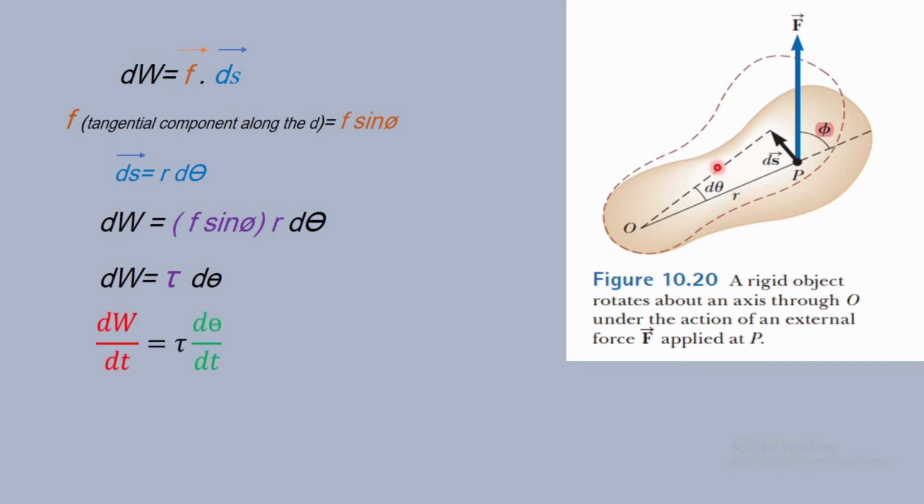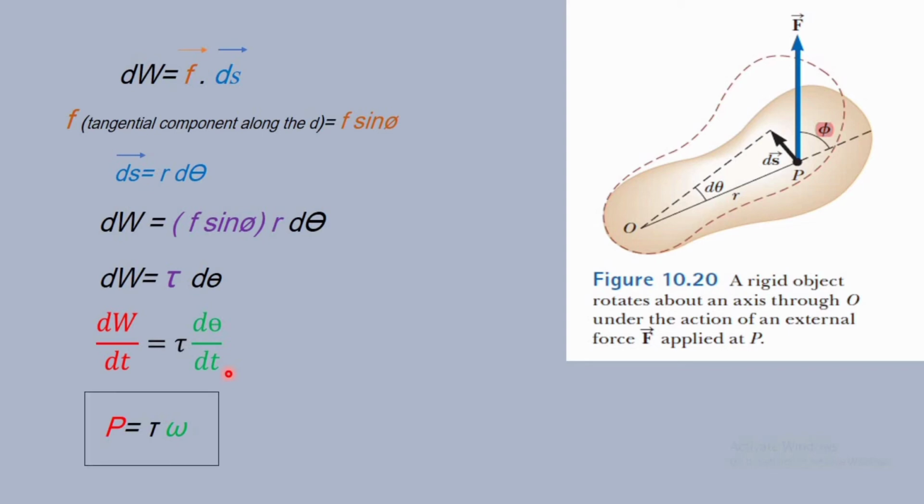And now, if I want to get the rate of change of the work with respect to time that is done on that rigid object under the action of that force, it will equal tau times the change of theta with respect to time. So here we have that the change of the work with respect to time is equal to the instantaneous power, and the change of theta with respect to time is equal to omega, or the angular velocity, which leaves us with the power equal to tau, the torque, times the angular velocity.